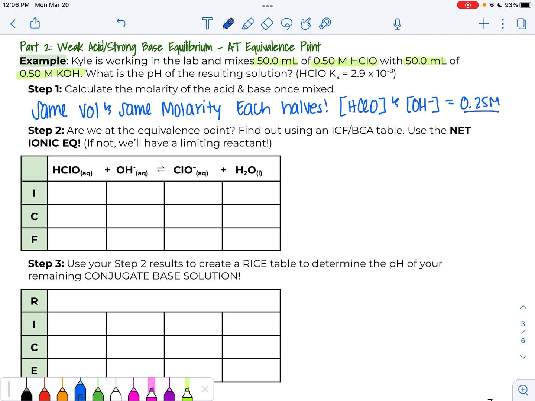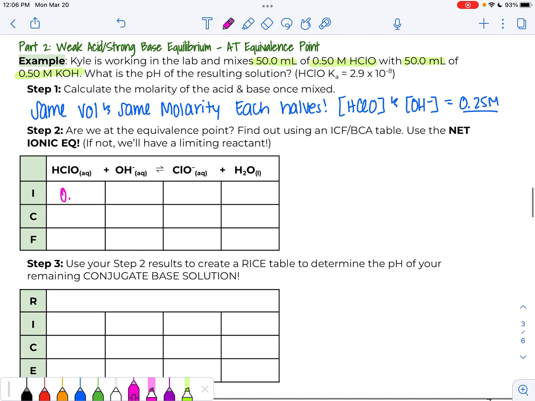So now we do an ICF table to figure out if we are at the equivalence point. If we are, we will not have a limiting reactant. If we are not, we will have a limiting reactant. So think about our initial concentrations, 0.25 and 0.25, and we'll have no initial concentration of our conjugate base, and we don't care about water. So these are equal amounts. I have equal concentrations. So what's going to happen? I have no limiting reactant. I'm at the equivalence point.